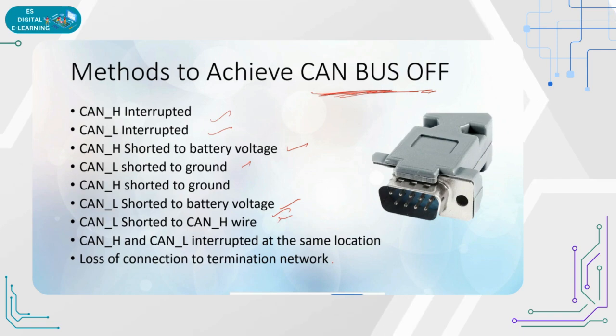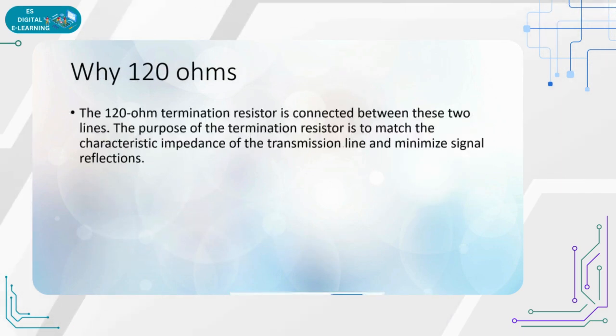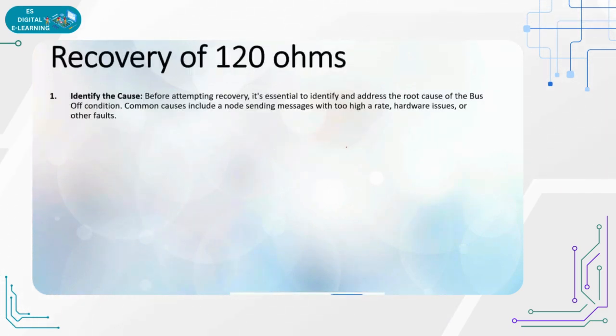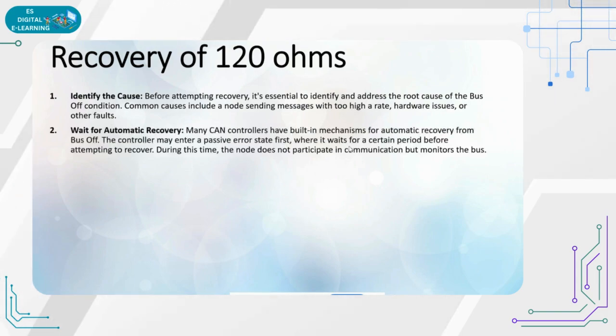You will completely remove the connection, loss of connection to the terminated network, so you will get the bus-off. Like recovery of 120 ohms. Okay, if the 120 ohms is not working, you need to identify from the hardware side between the high and low. If the resistor is not working, you won't get the message data in the CAN trace. Okay, and there will be automatic recovery.